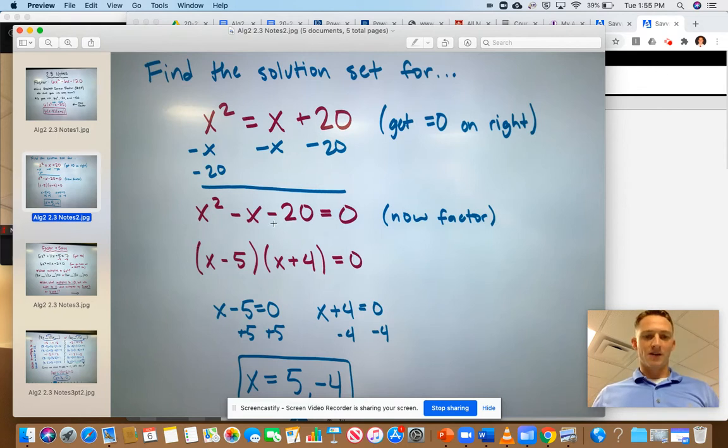Again, we're going to factor, so what multiplies to negative 20 and adds to negative 1? Same problem as before. Negative 5 times 4 is negative 20. Negative 5 plus 4 is negative 1.